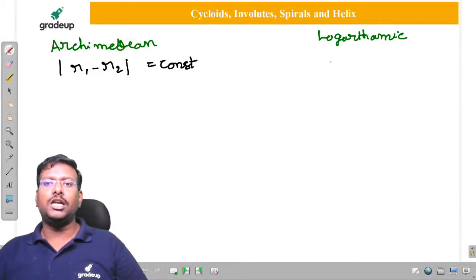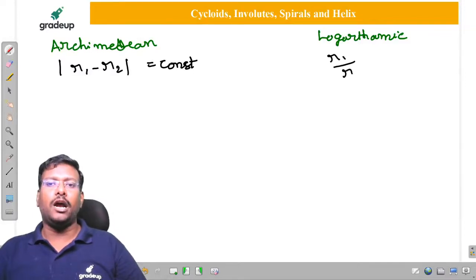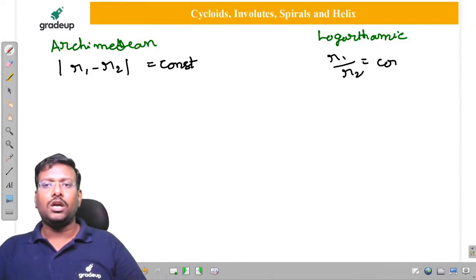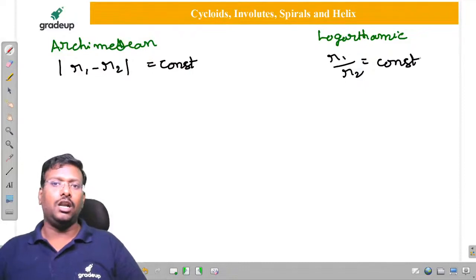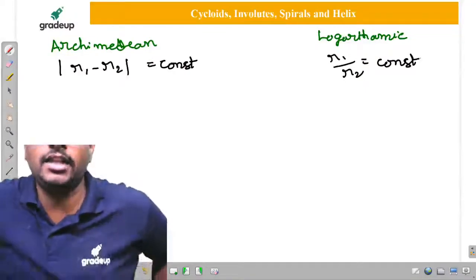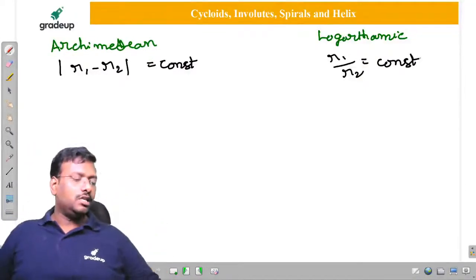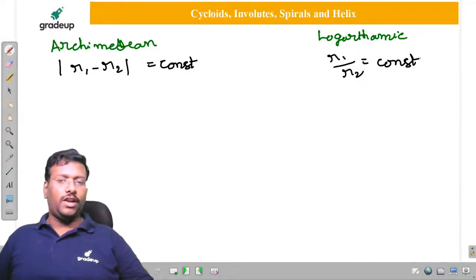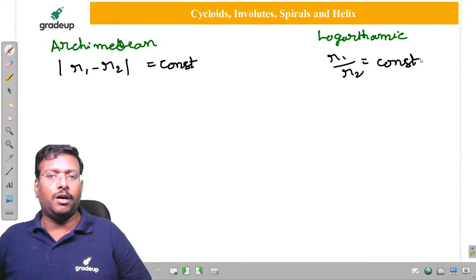Sir, what about the logarithmic spiral? That is R1 by R2 is equal to a constant. Then it is called the logarithmic spiral. Is it clear to all of you, my dear friends? I will show it with an example also, not a problem.